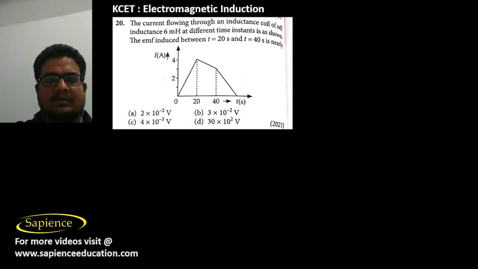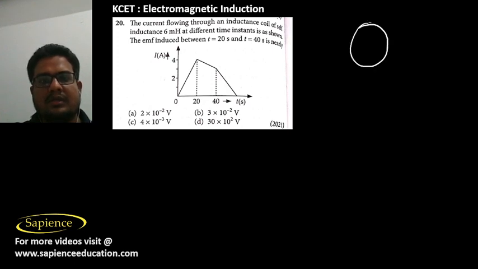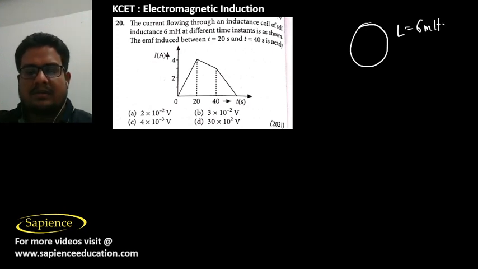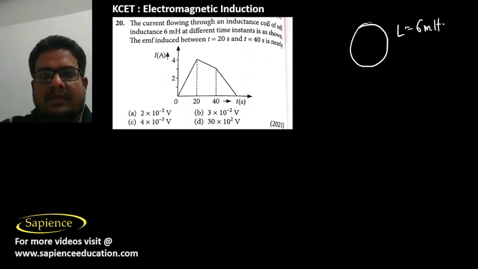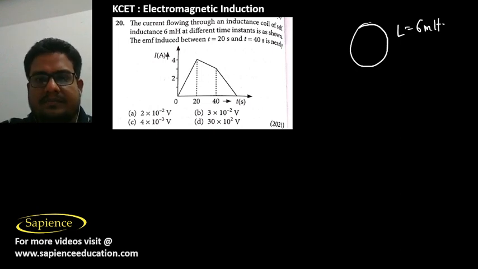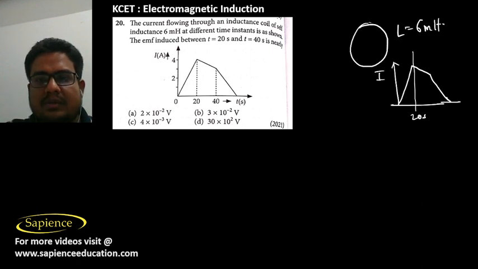Question number 20 is the one. Current flowing through an inductance coil of self inductance 6 milli henry at different time instants is as shown. So the current flowing through this is shown by this graph. What will be the EMF induced between t equal to 20 seconds to t equal to 40 seconds?